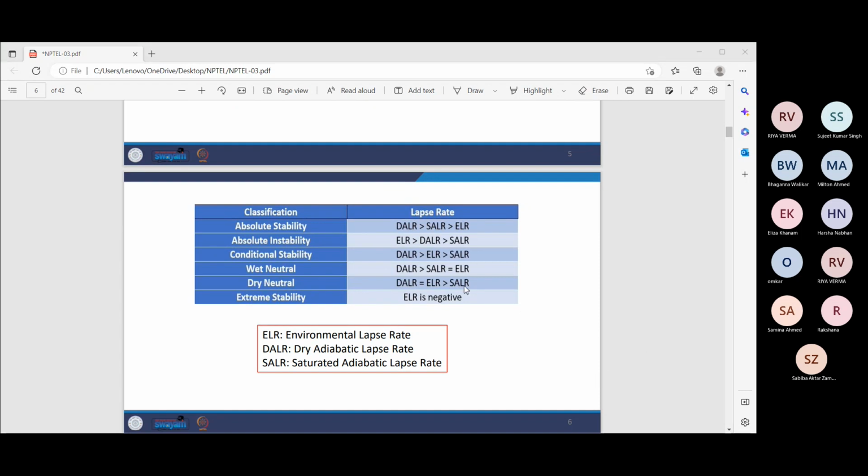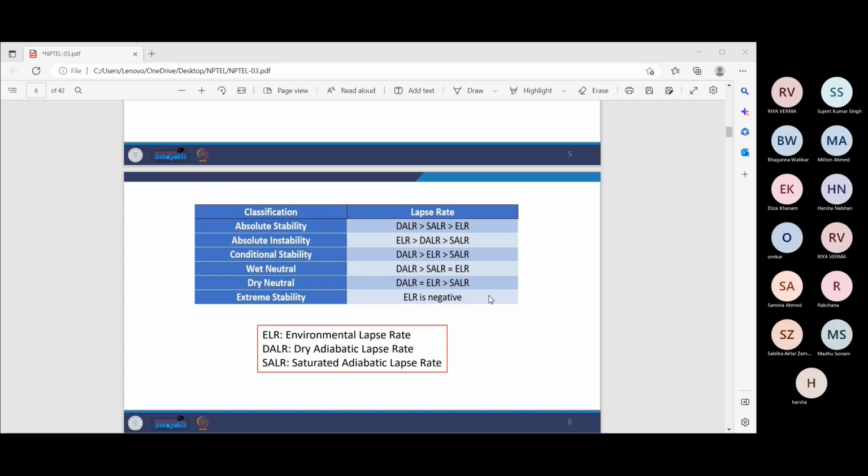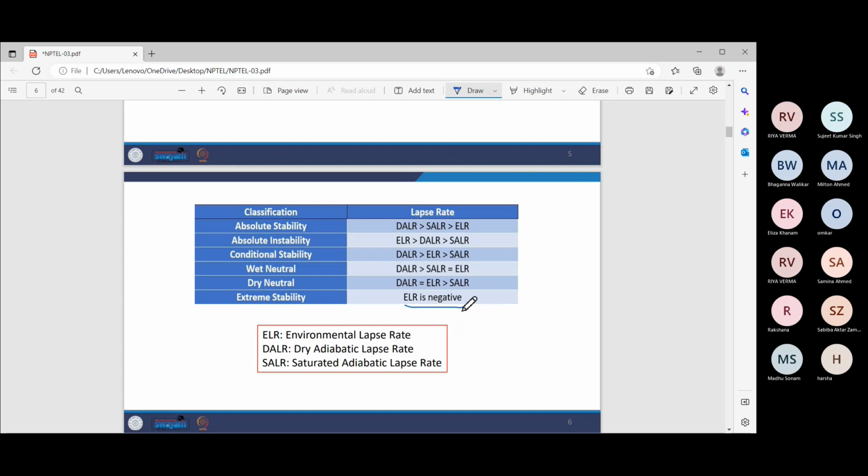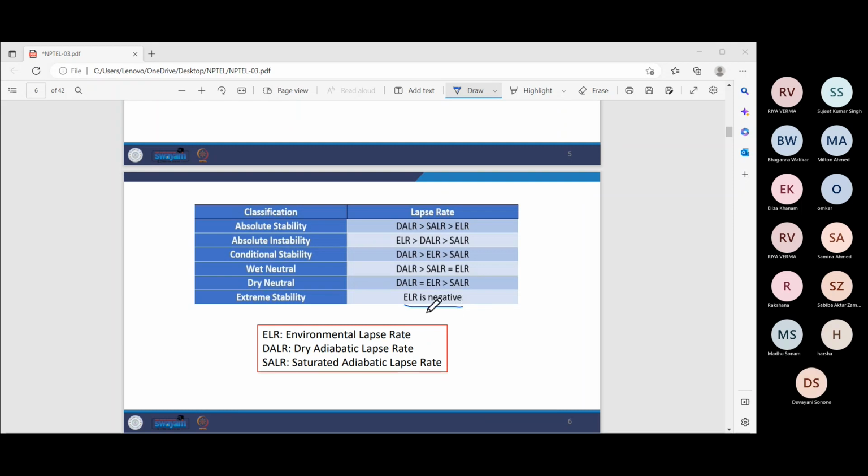Similarly, when the ELR is between the DLR and SLR, it will be a condition of conditional stability. When the ELR is equal to the saturated adiabatic lapse rate, it will be wet neutral. And when the DLR is equal to ELR, which is more than SLR, it will be dry neutral. All this has been covered in the last class. And when the ELR is negative, this is very important. When the ELR is negative, this is the condition of inversion, and in the condition of inversion, extreme stability is there.